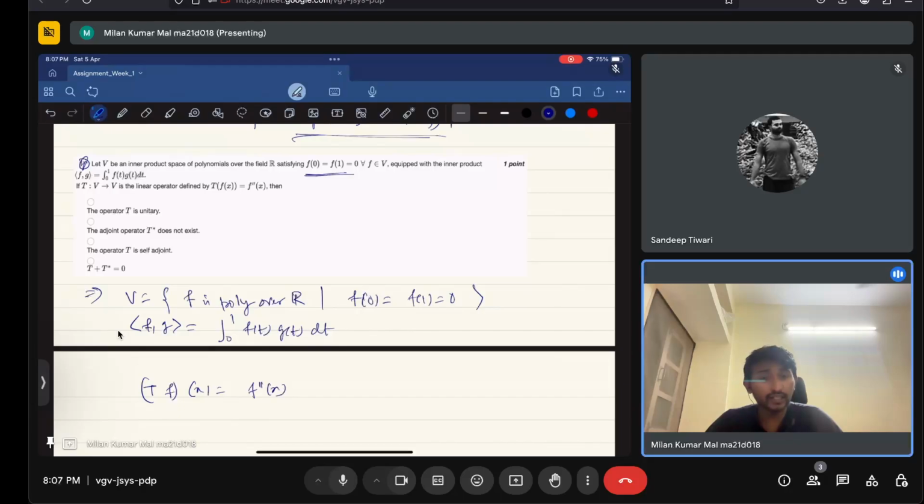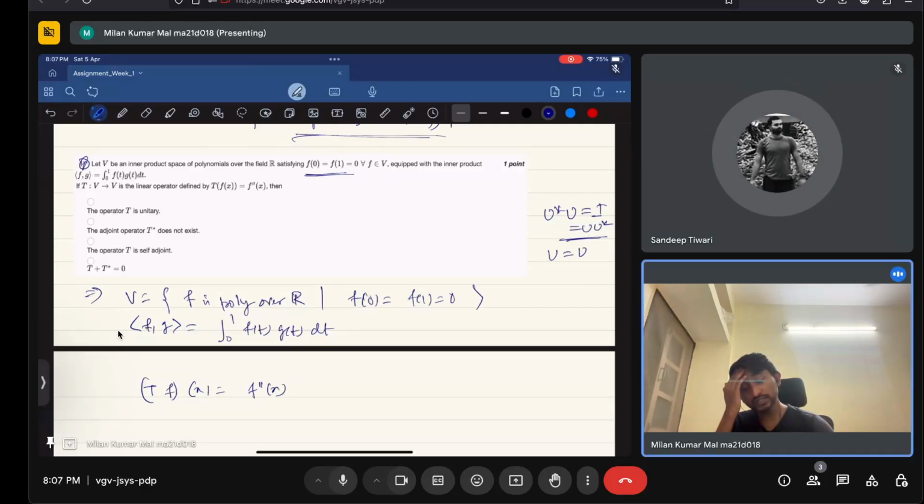If it is unitary, then it is adjoint? Self-adjoint is the same with inverse? No, sorry. Unitary and self-adjoint are obviously not the same. Is there any relation between them? Yes, there is. If an operator satisfies this, then it is called a unitary operator.